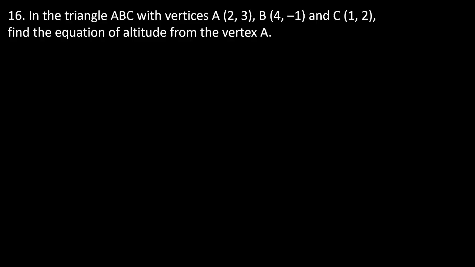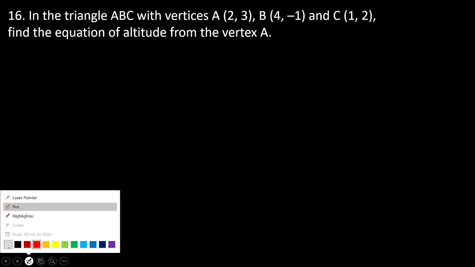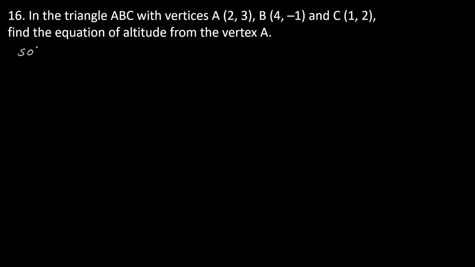It is an indirect question. Listen carefully, okay? If you don't understand any step, you have to ask me. In the triangle ABC with the vertices ABC, find the equation of the altitude from the vertex A. Listen carefully. Let me draw a triangle like this. ABC.